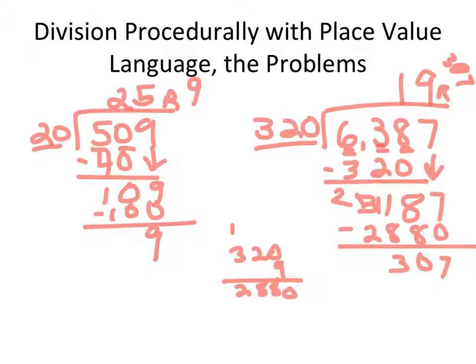So as I put this 1 up here, when I got to that point, what I was really determining is, I was saying there are at least 10 320s in 6,387, because that 1 is in the tens place. So I know that there are at least 10. And when I keep dividing with what I haven't used yet, I find out that indeed there are almost 20, which was my initial prediction when I started. I thought, well, there could be 1, there could be 2, I'll have to figure it out.